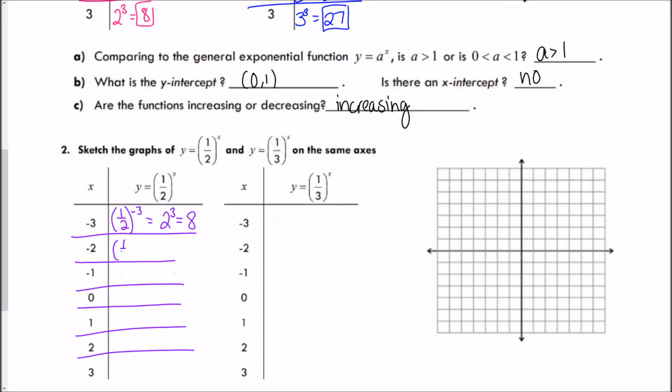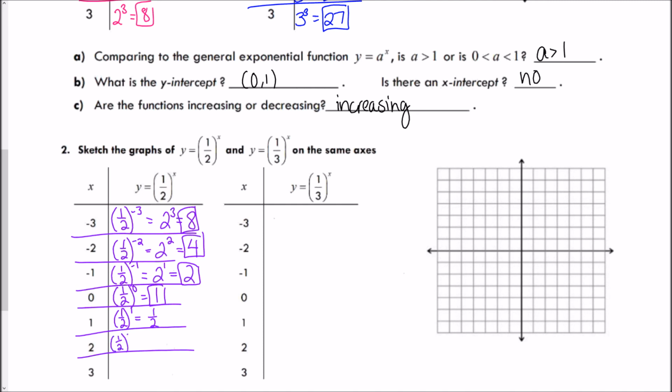Okay, here I have (1/2) to the power of -2. This negative tells me to flip the 1/2 to just 2, and that changes the exponent to a +2, and 2 times 2 is 4. Next one, I've got (1/2) to the power of -1. I have to flip it, so it becomes 2 to the power of +1, which is 2. Next one, I have (1/2) to the power of 0, and anything to the power of 0 is always 1. Okay, and then for this one right here, it's (1/2) to the power of 1, and anything to the power of 1 is just itself.